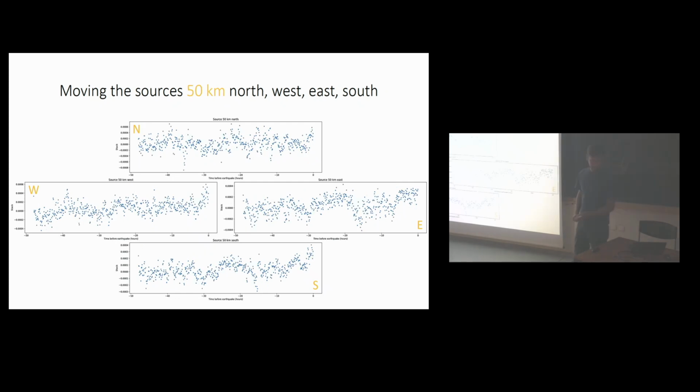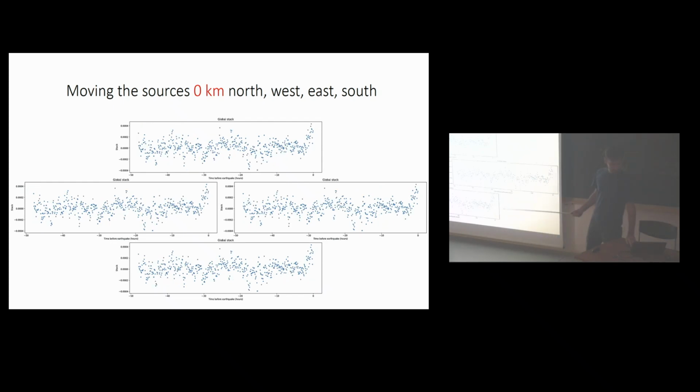You can get even closer. At 50 kilometers, you start to see some patterns here and here, but it's a lot less obvious than at the actual location of the upcoming events, which is those ones. I'll just play it backward like this to see.